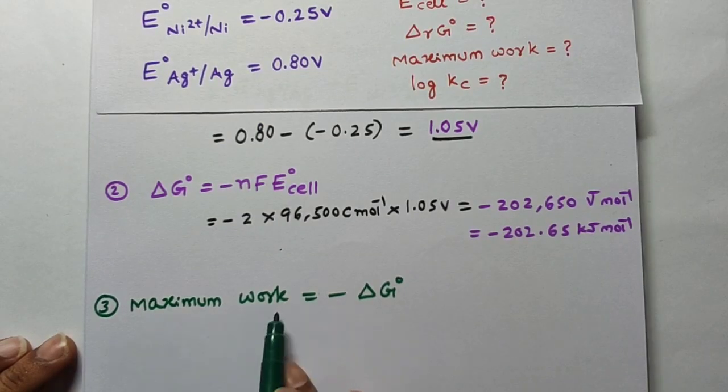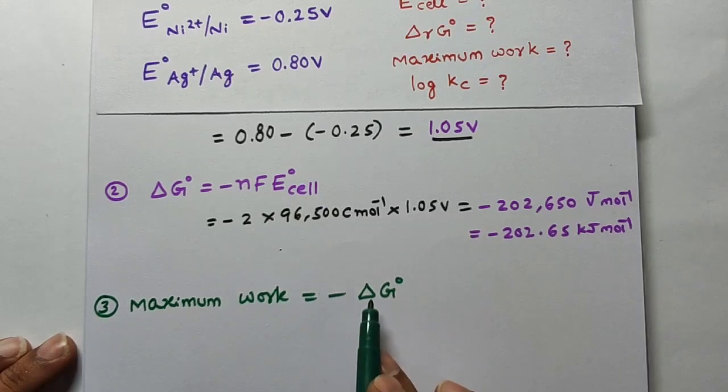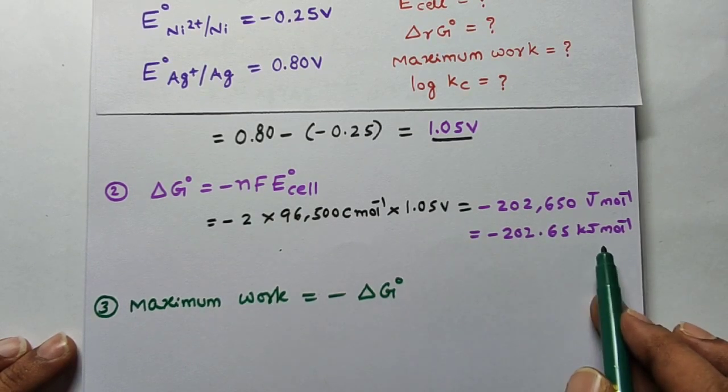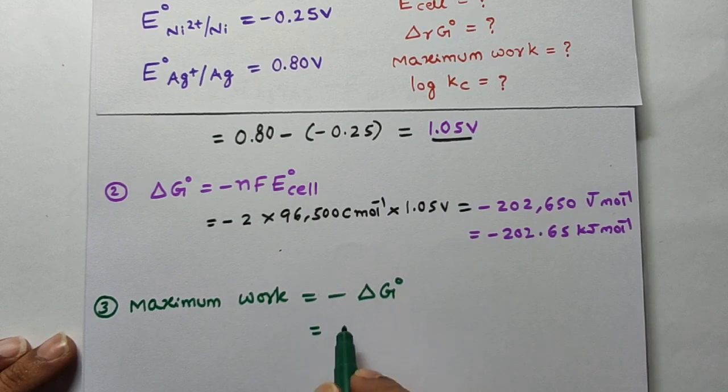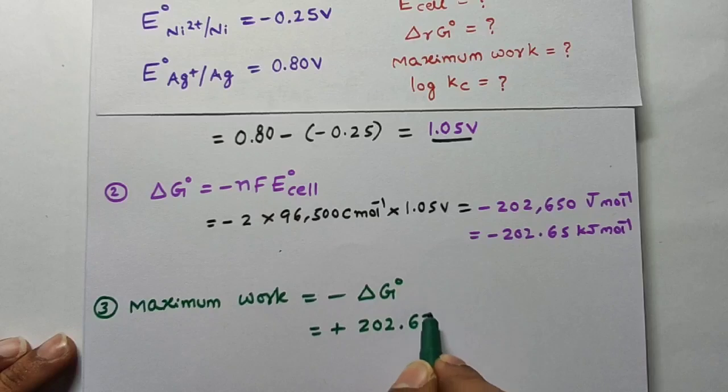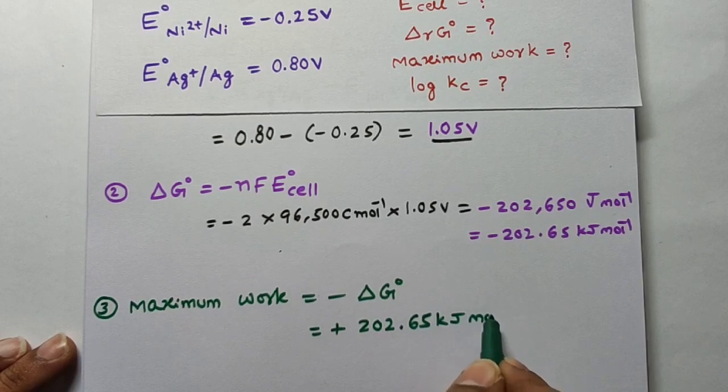Next one, maximum work. Maximum work is nothing but minus delta G naught. So this value is there, right? You can multiply with minus, minus into minus is plus, you will get. So the answer is 202.65 kilojoule per mole. Got it.